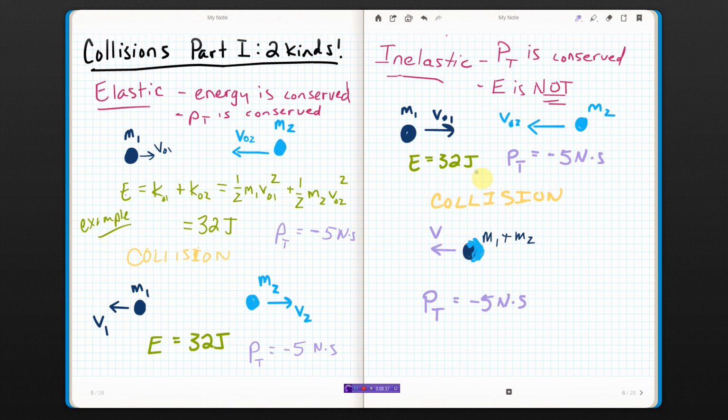Anyway, we will be dealing mostly with inelastic collisions. In fact, I don't think I've ever seen any kind of quantitative analysis of elastic collisions on the AP test. They do sometimes ask about it. They'll ask, is this an elastic or inelastic collision? Why? And you talk about how energy was conserved or not conserved. But I think the only math I ever see is on inelastic, and they do love those. Those happen all the time.